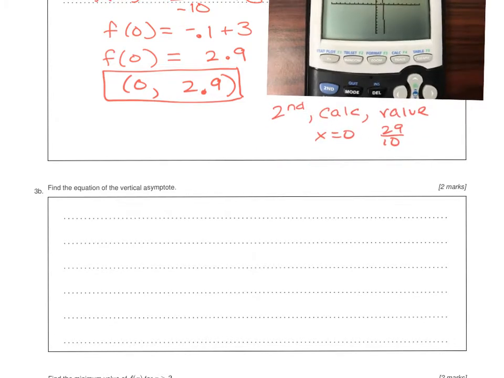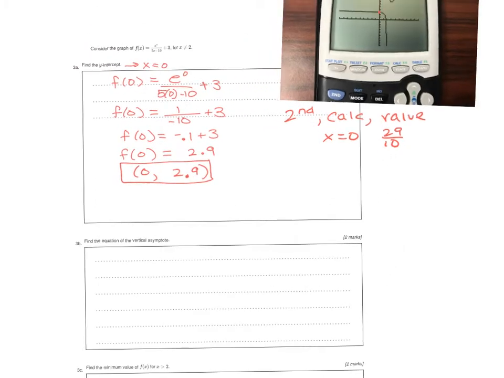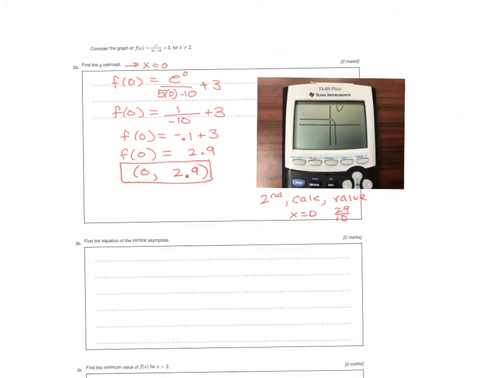Second question says find the equation of the vertical asymptote. Whenever we are looking for the vertical asymptote of anything, it's always going to be that denominator set equal to 0. And so we set that denominator equal to 0, and we get 5x equals 10, so that gives us x equals 2. That is our vertical asymptote. And if we look at our graph, it fits here as well. It looks like there is an asymptote vertically there at 2.